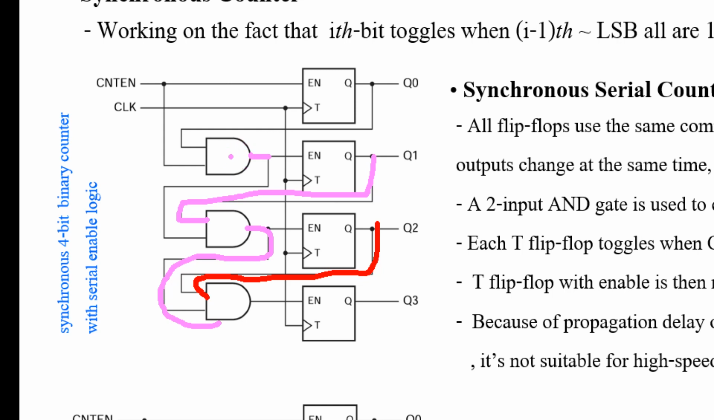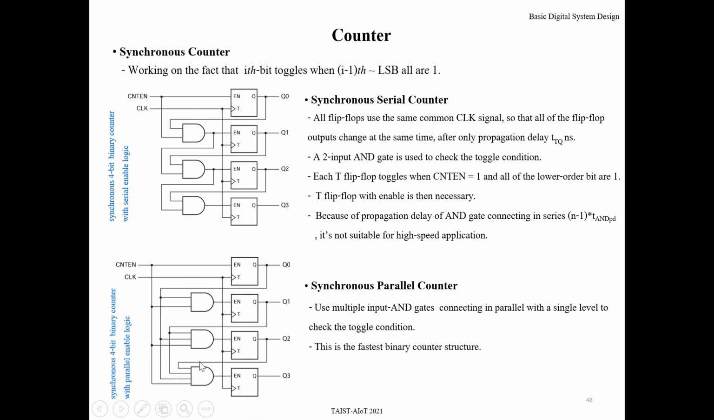output of this AND gate, which ANDs between Q0 and counter enable. Same function. That's only using a multiple-input AND gate or using only 2-input AND gates. Okay, if you use this one, this enable signal will be available after you wait for 1, 2, 3, right? 3 propagation delay times of these 3 AND gates.